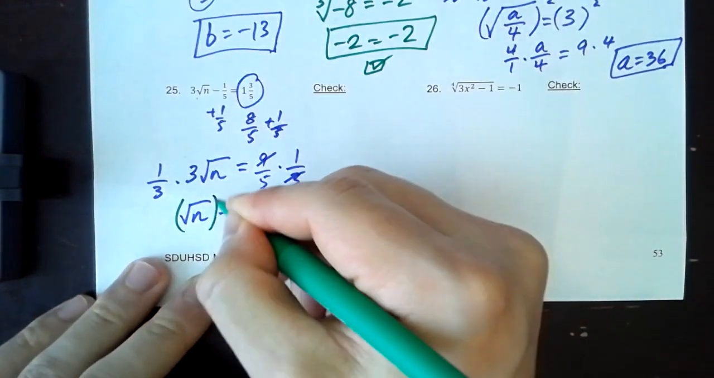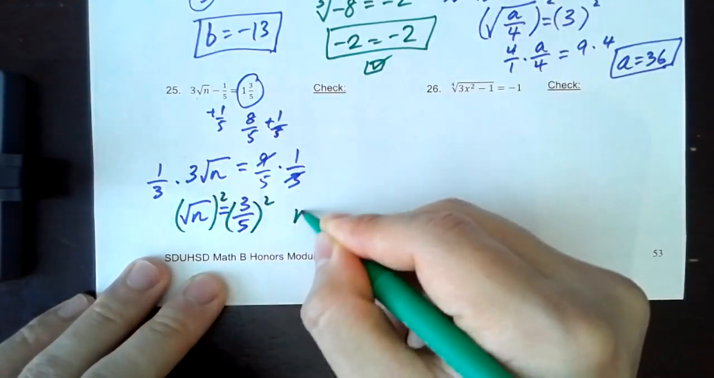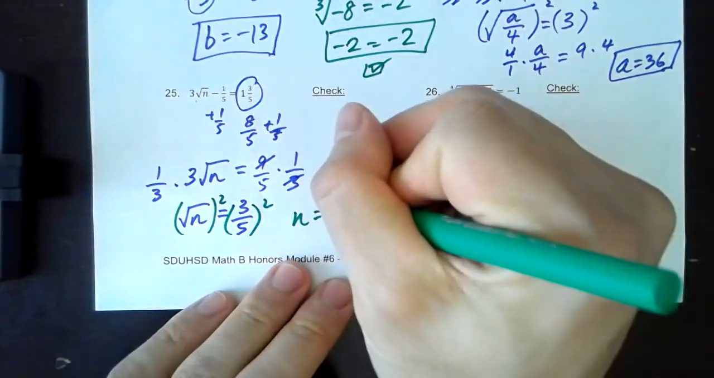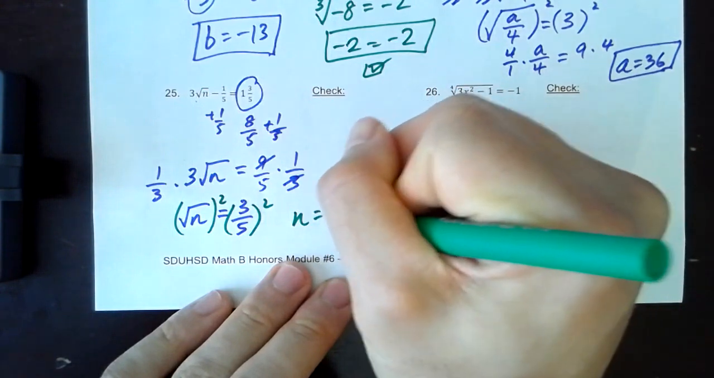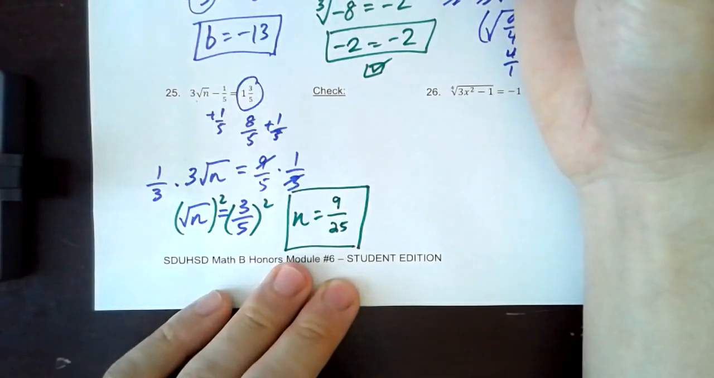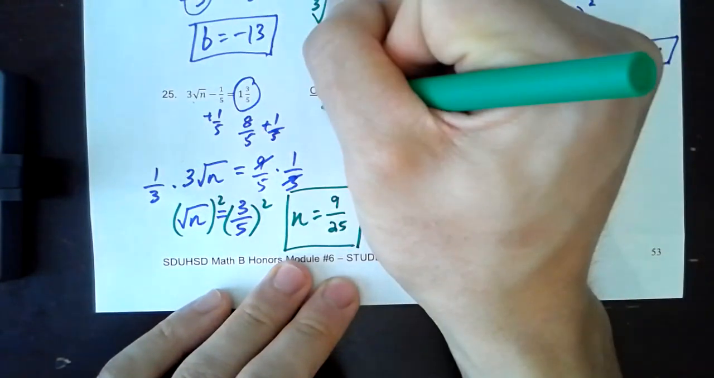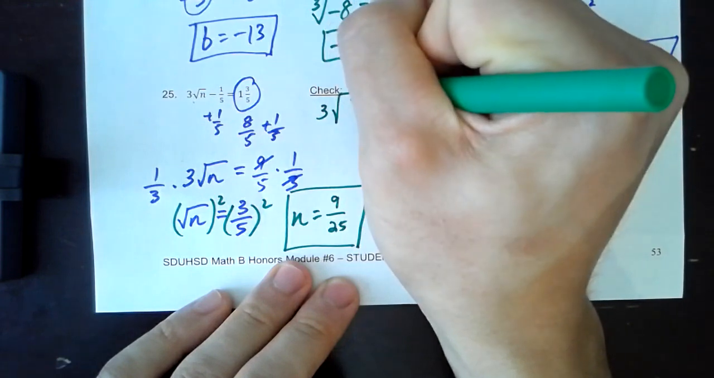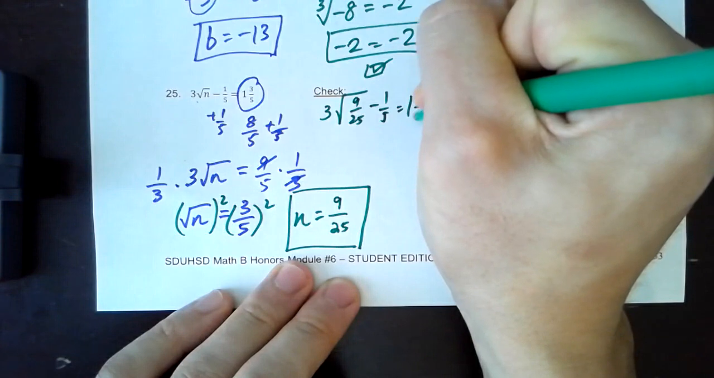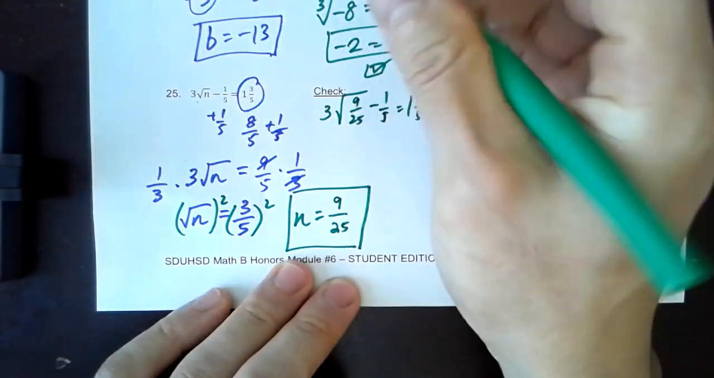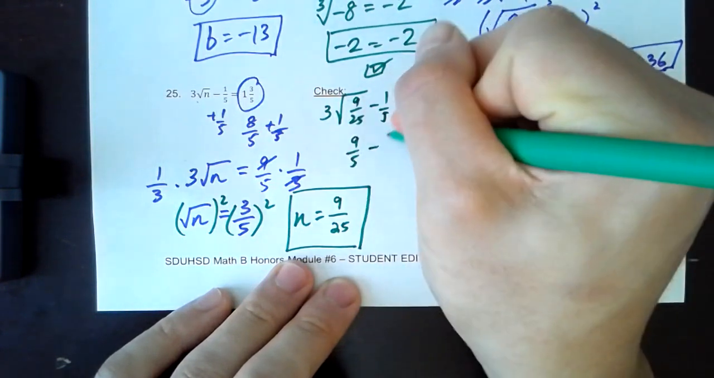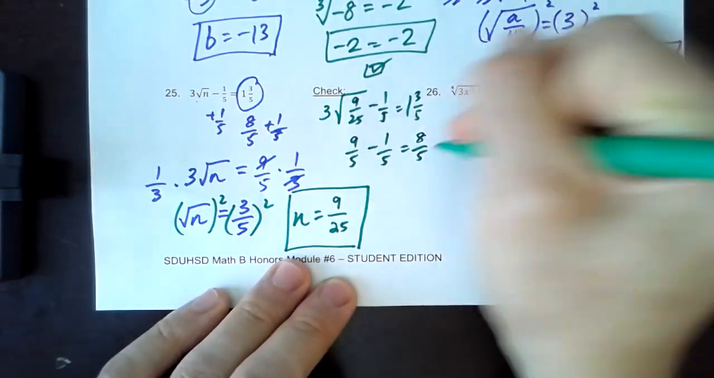So then you square both sides, and you get n is equal to, now what's 3/5 times 3/5? Okay, so if I double check, I get 3 square root of 9 over 25 minus 1/5 is equal to 8/5. Let's see if that's true. Square root of 9 over 25 is 3/5. 3 times 3/5 is 9/5 minus 1/5, which is indeed 8/5.